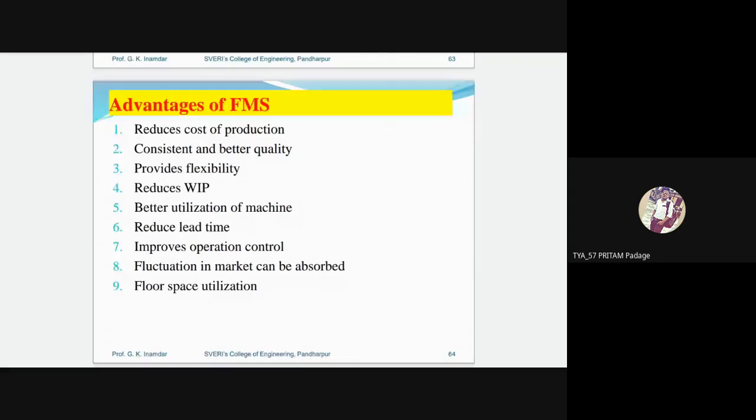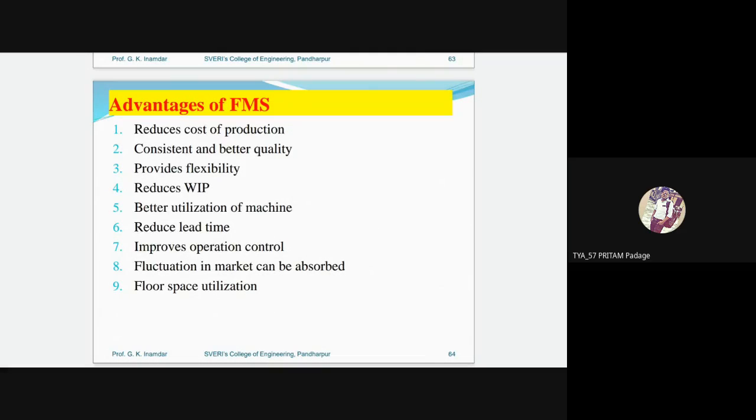Provide flexibility. Reduce WIP, work in progress. Work in progress is nothing but whatever the time is required, the effective time. Better utilization of machines is also an advantage of FMS. Reduce lead time, improve operation control, because the computer is added.